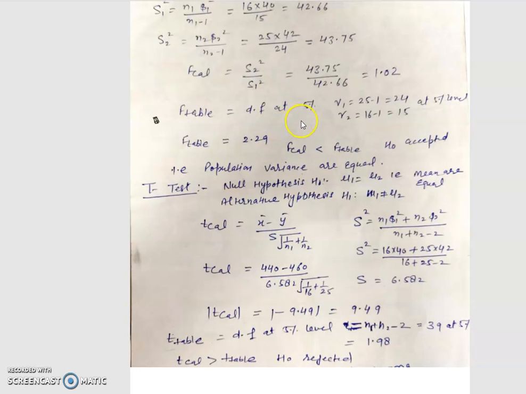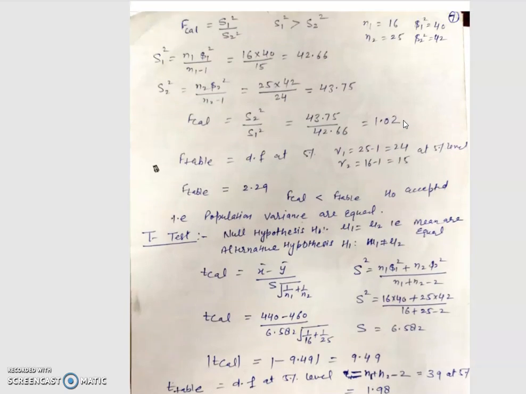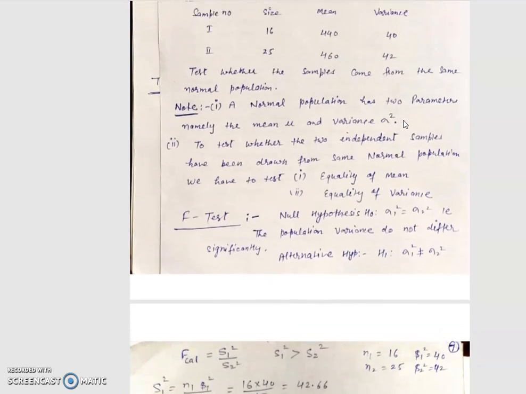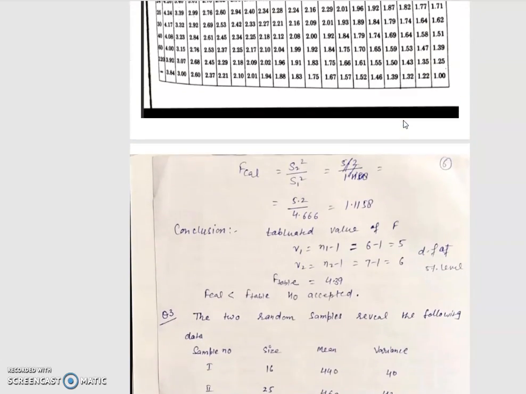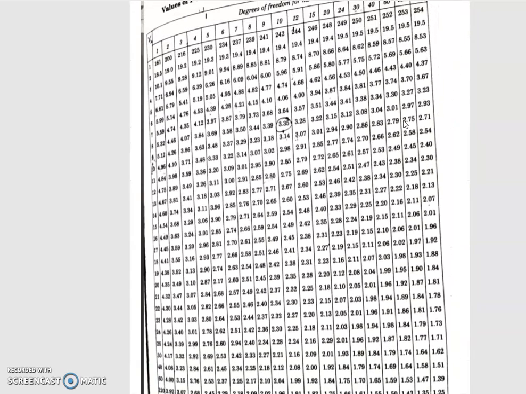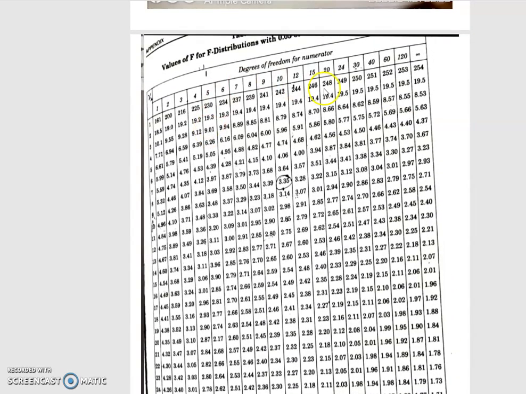Now find the F table value. You can find it at the 5% level. Here nu1 equals 25 minus 1 and nu2 equals 16 minus 1. This is 24 and 15. You can see 24 and 15 very easily in the F distribution table at 5%.